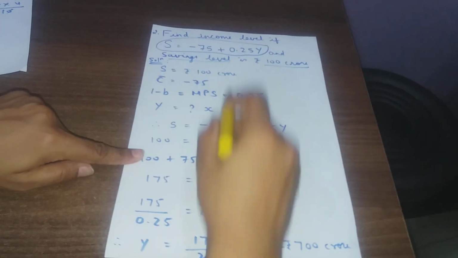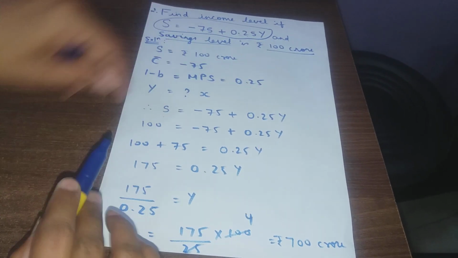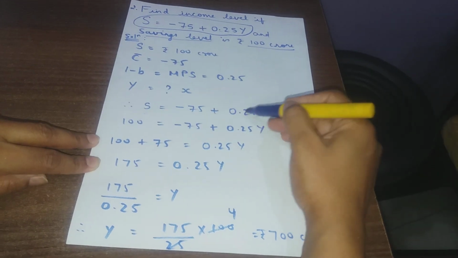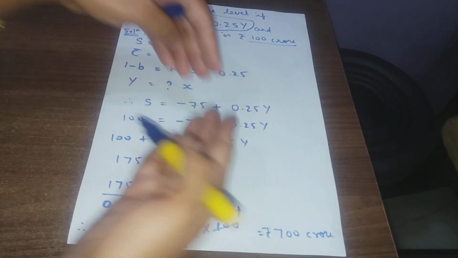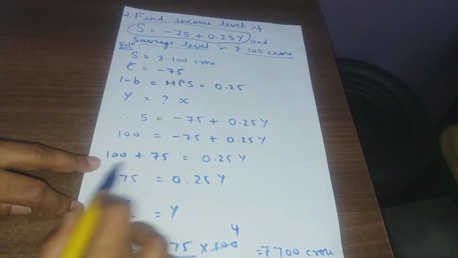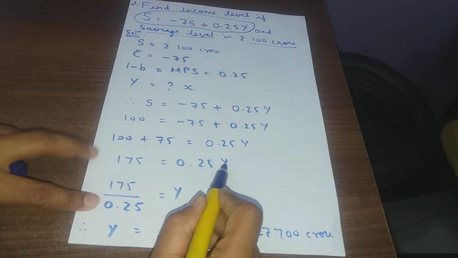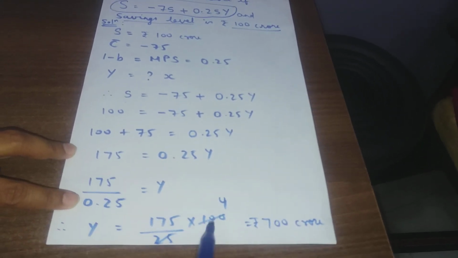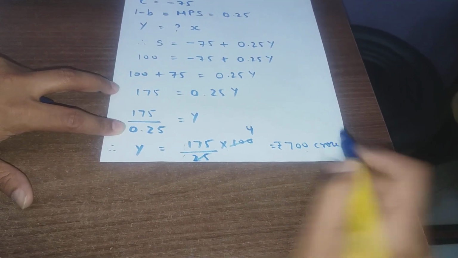Again, apply it in the formula. Whatever values are known in the equation, you have to put. S is 100, minus 75 is already given, plus 0.25 into Y. Now keep this Y here only and transpose 75 to the left hand side. It will become positive, giving you 175. Now this will come in the denominator. It is multiplying Y, so it will divide on the other side. Remove decimal points and place a 100. On solving you will get rupees 700 crore.